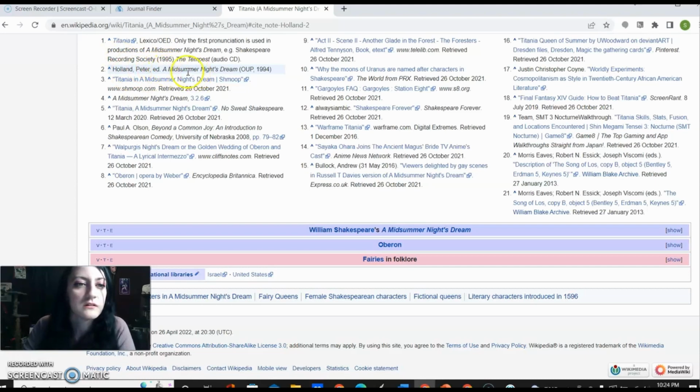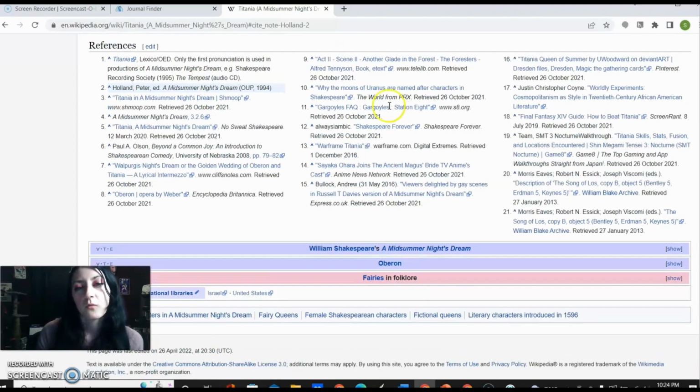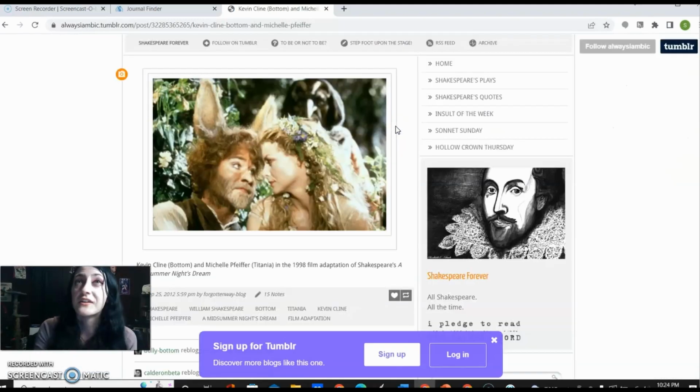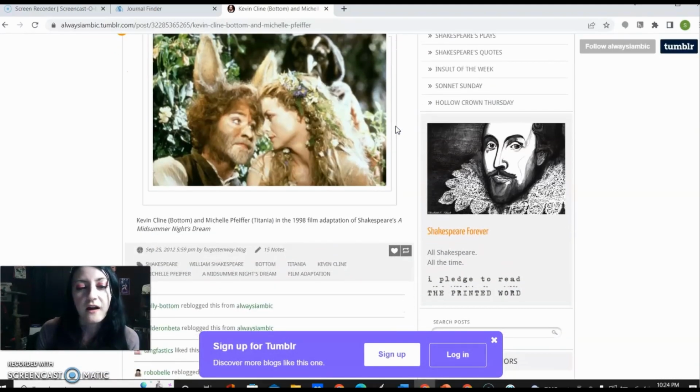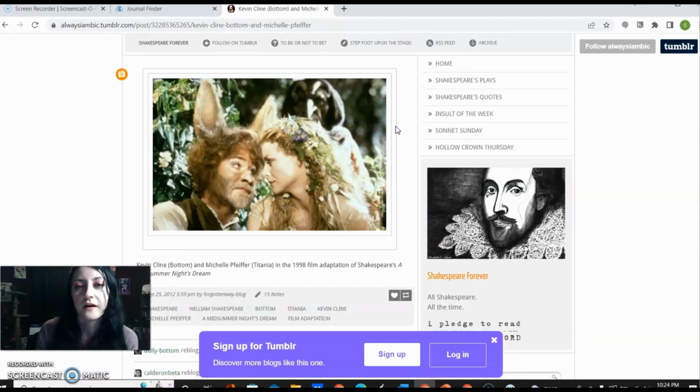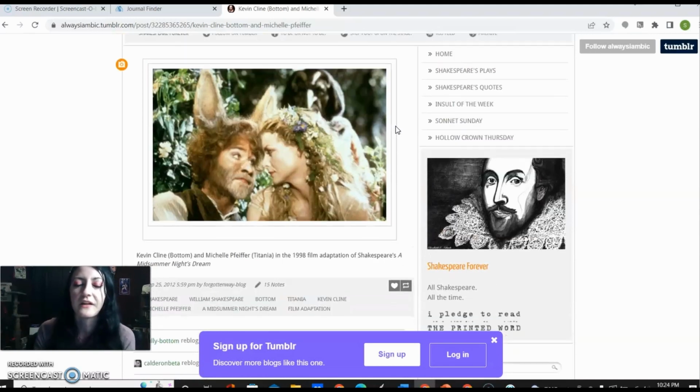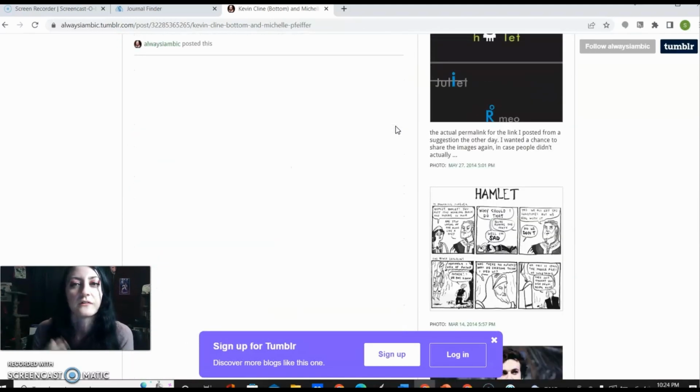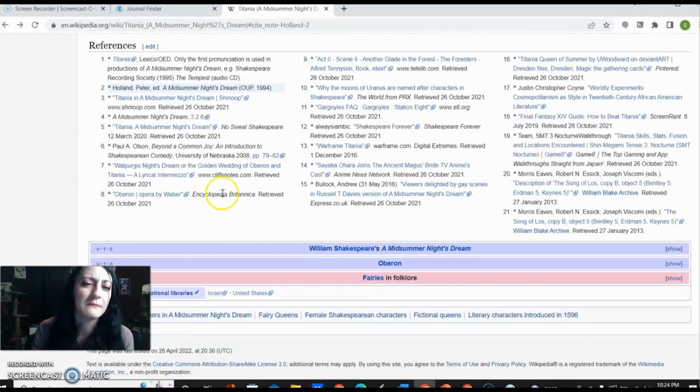Now, this one appears to be a book, so then I'd have to look for that book through our library resources. But with something like this, if I went to find the number 12 and see what it was talking about, I can look at this article or this website and see if it's a quality source. And this is a Tumblr. So depending on what the information is, it may not be credible. Keep that in mind.